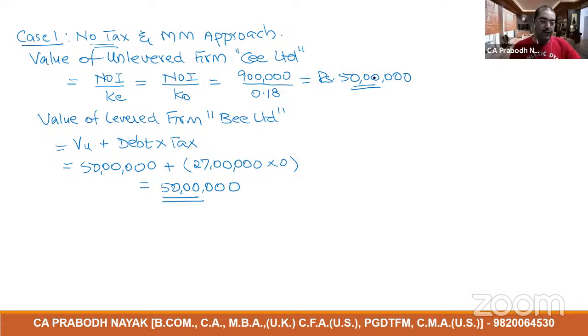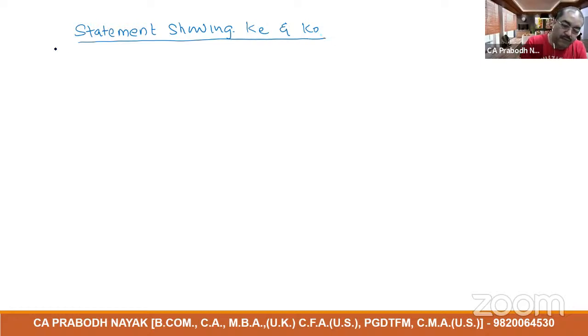So now, how to calculate that? That we will have to see. We will prepare a statement where we will calculate the weighted average cost of capital and the cost of equity as per the normal method. Statement showing cost of equity, Ke, equity capitalization rate and overall cost of capital. EBIT is going to be 9 lakhs, minus interest on debt.